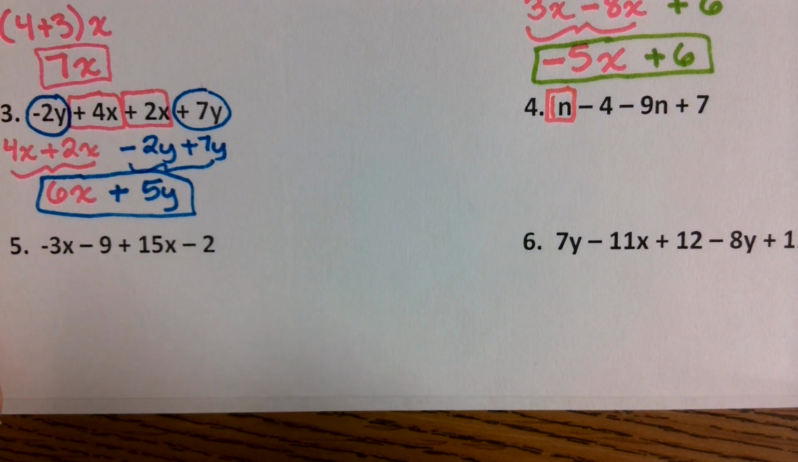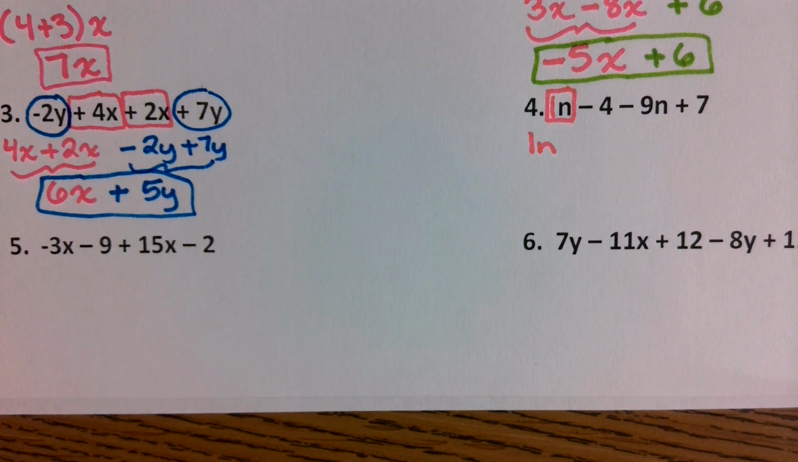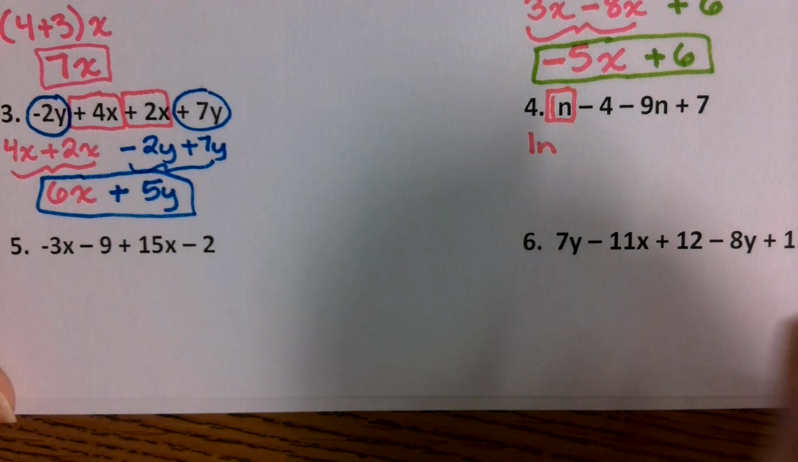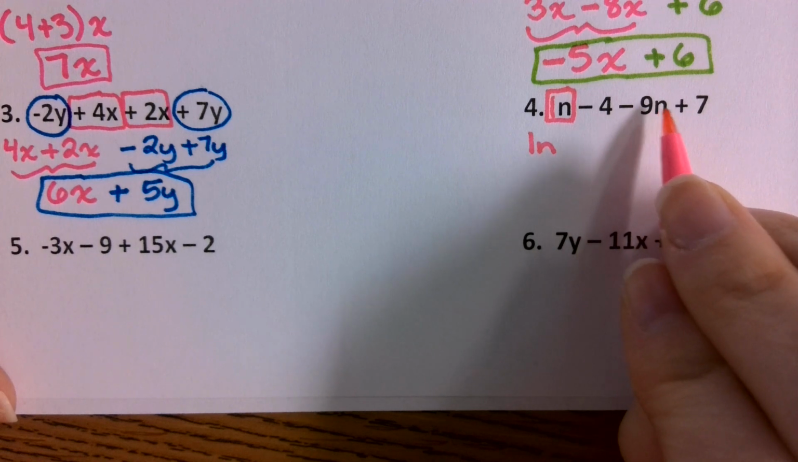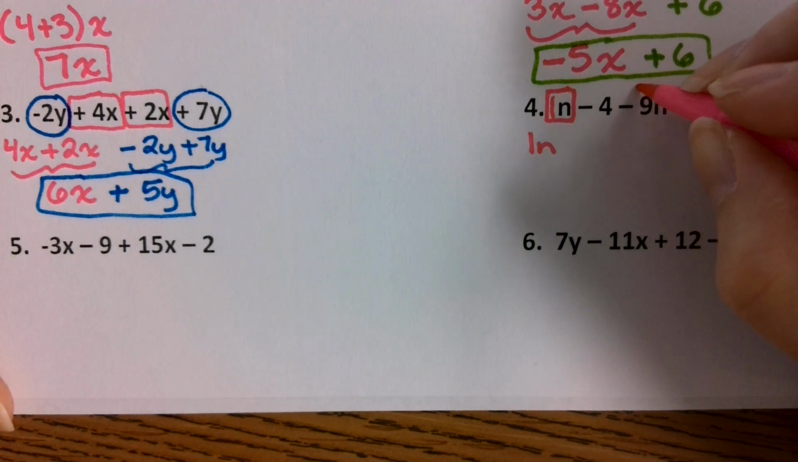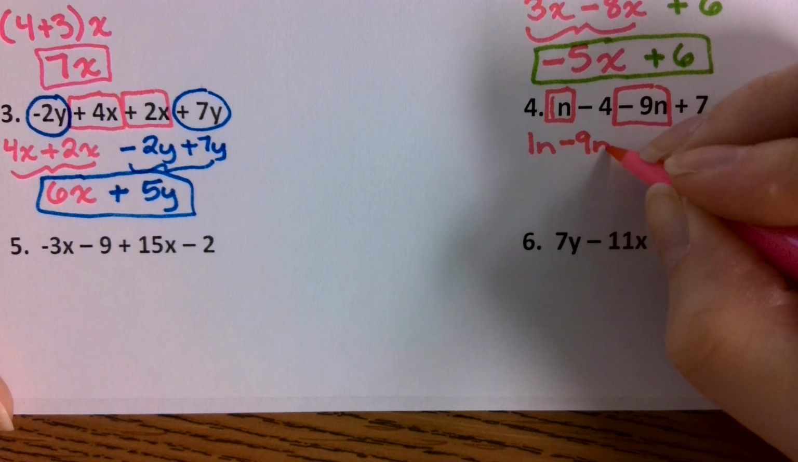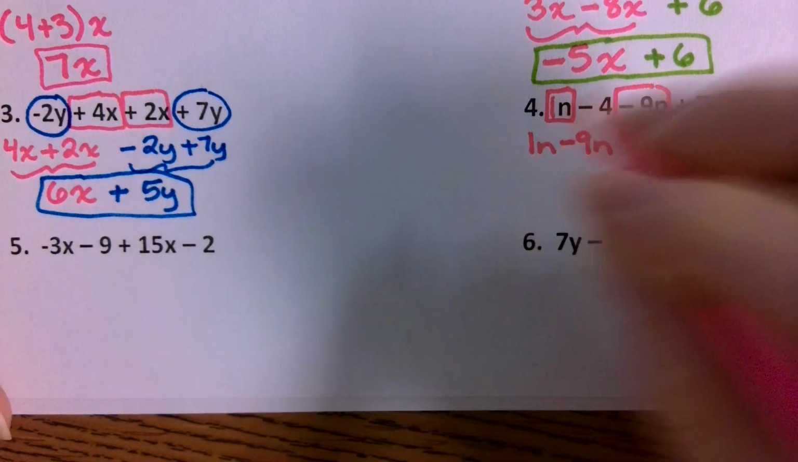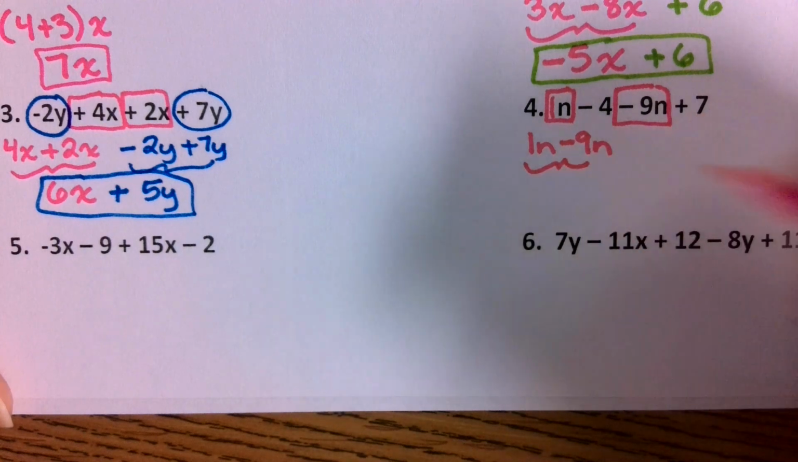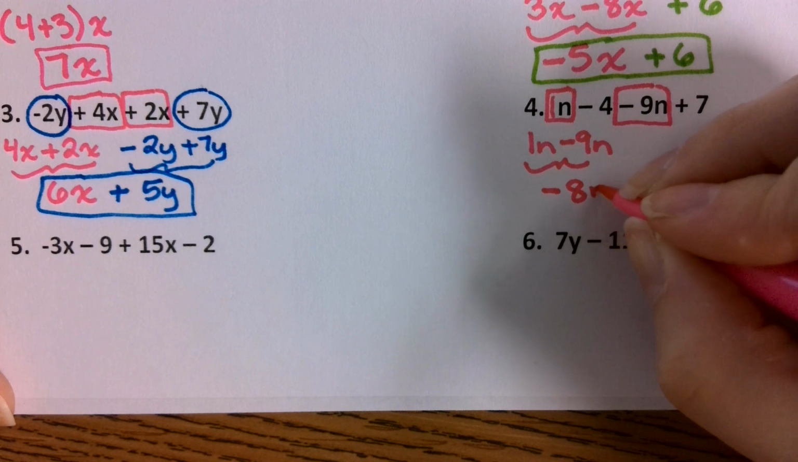What's a like term with that one? I've got a 1n. What's the like term with it? Not just 9n. Negative 9n. Don't forget the sign, guys. That's important. If you don't remember the sign, you're going to get it wrong. Minus 9n. That goes along with it. So we're going to put 1n minus 9n. 1 minus 9. If we do 1 minus 9, we get negative 8. So this becomes negative 8n.